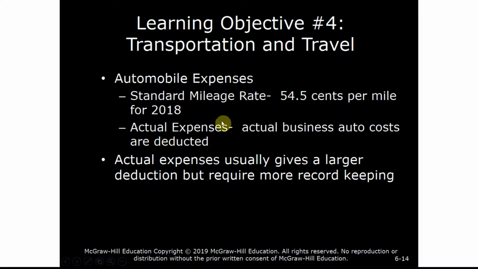This year, the standard mileage rate is 54.5 cents per mile. The business has an option of using that standard rate, and that captures depreciation and maintenance and wear, fuel. If a business wants to track actual expenses, you can use the actual business auto costs, but you have to track that and be able to document it.